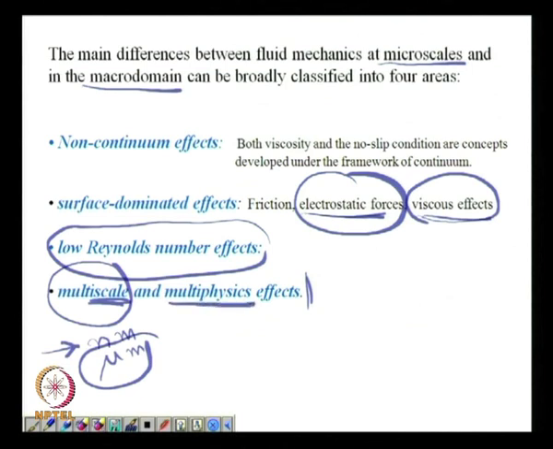And then we have multi-physics effects, the different forces which are acting inside such a system would give rise to phenomena that can be only explained by a treatment which is going to be a paradigm shift from the treatment that we have encountered so far. So, these multi-scale and multi-physics effects are also going to make certain differences between the fluid mechanics at micro scale and at the macro domain.